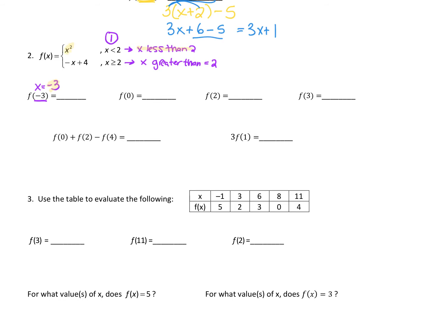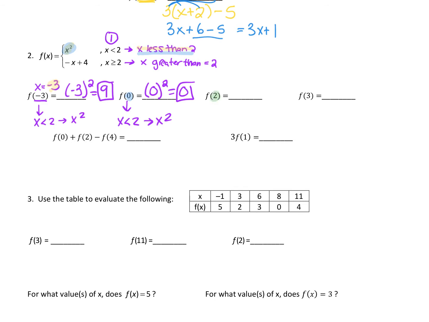So since negative 3 is less than 2, that means I use the x squared equation, so I'm going to do negative 3 squared, which would give me 9. This next one is x is 0. Well, x is 0 would also be less than 2, so that means I'm also going to plug it into this x squared equation. So since this is also less than 2, I'm going to use the x squared equation again, so 0 squared would give me 0.